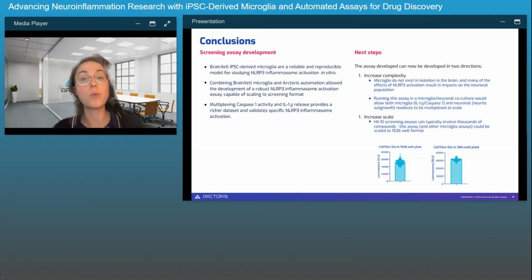As a next step, what we want to do with this assay and these cells is, first of all, increase the complexity of our model, because we know in the brain we don't have microglia by themselves, we don't have neurons by themselves. So it would be very good to develop this assay into a co-culture system, a more complex neural system in vitro.